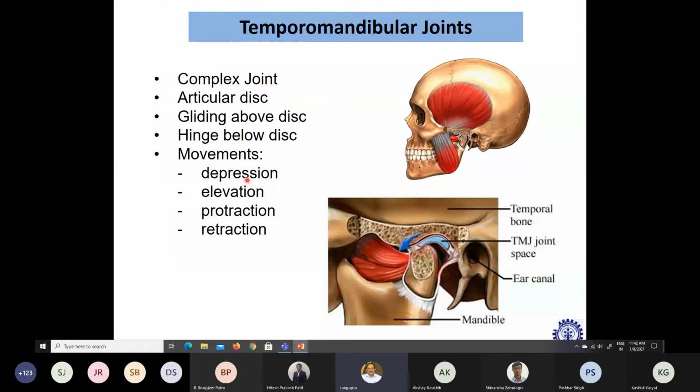So it has depression, elevation, protraction, and retraction. So it is connected with opening and closing of the jaw, as well as some lateral movements. This much is enough at this moment.